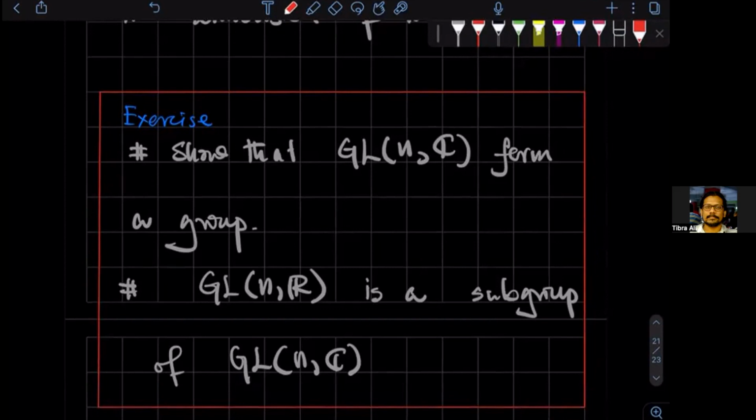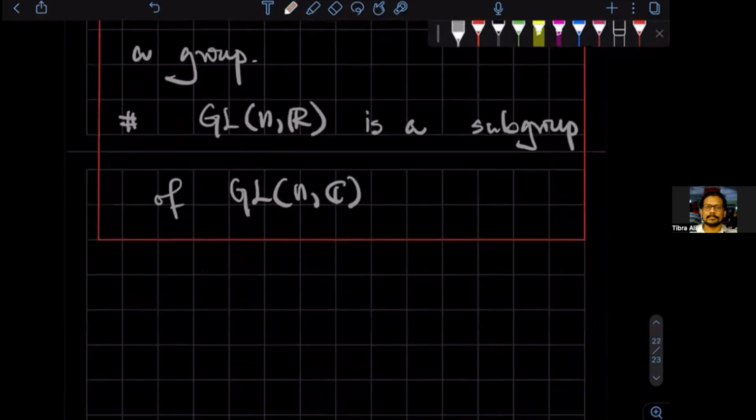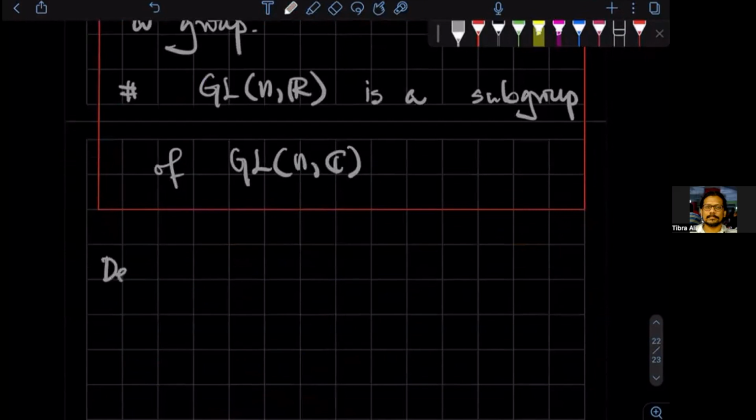Okay, let's go on with the definition. The next definition is the order of the group.